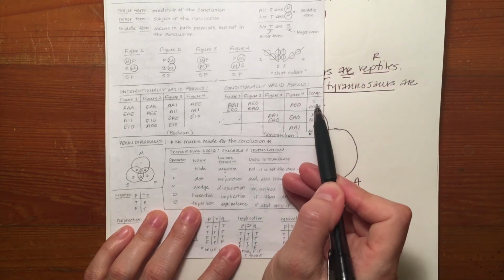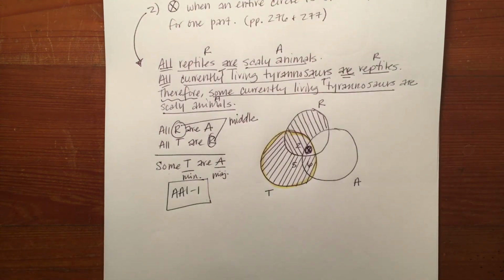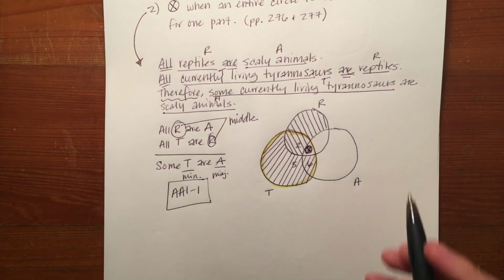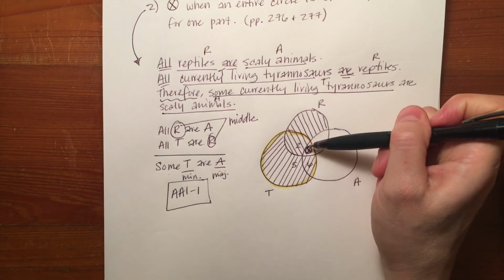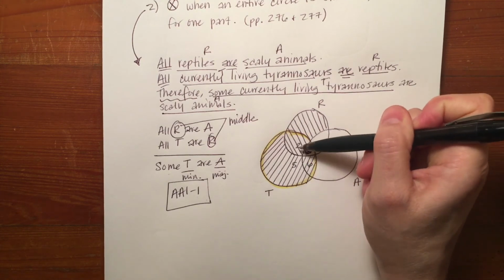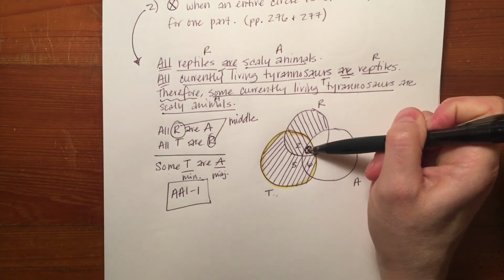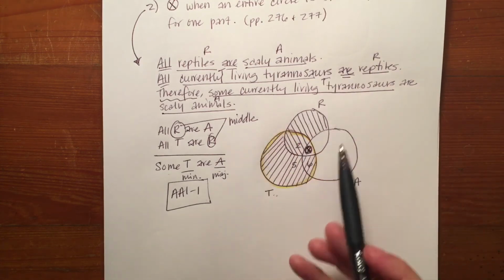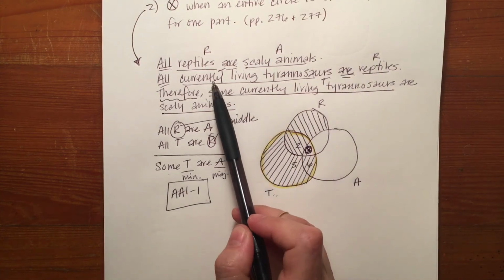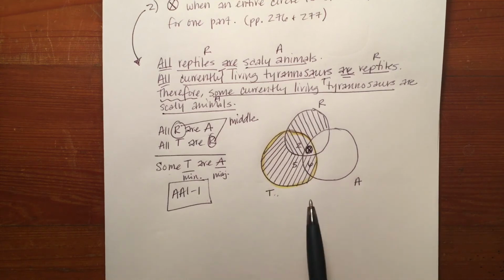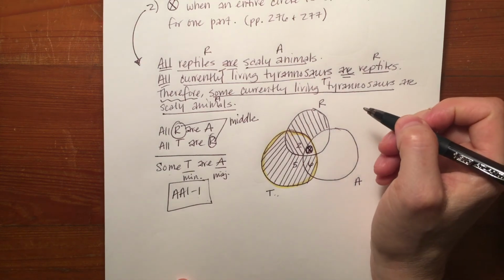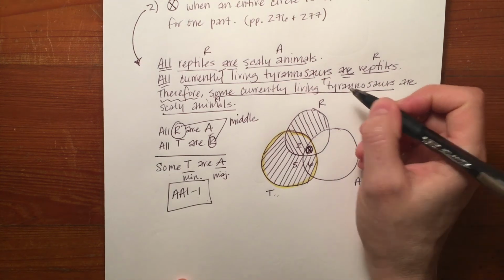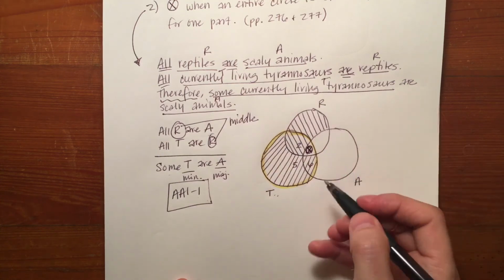Well, guess what? The minor term is the same term. It matches up. It always will. If it doesn't, there's something wrong. It matches up with this term here. This minor term is also the term in question. And because T in the original argument was currently living tyrannosaurs, tyrannosaurs did exist, but they don't currently exist. Tyrannosaurs, as far as I know, are extinct. So there are no currently living tyrannosaurs.